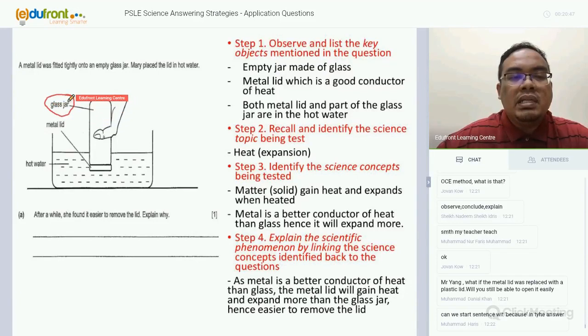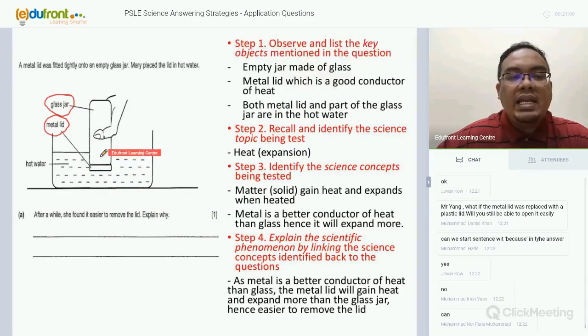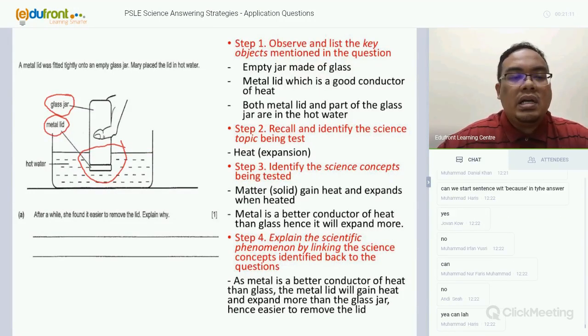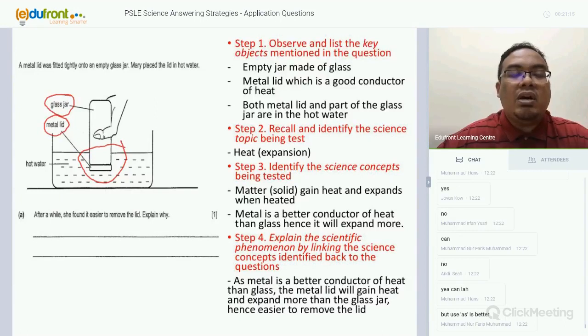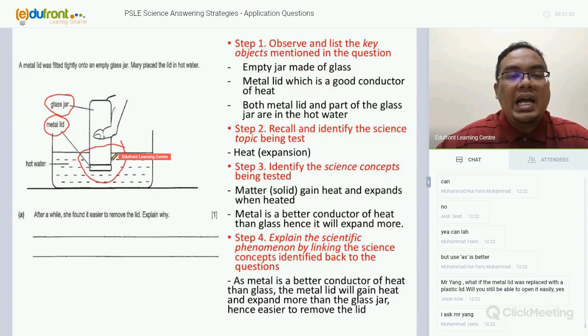So this empty jar is made of glass, and the lid is made of metal. Please observe that both the lid and the glass jar are in the hot water. You need to observe very carefully. Sometimes in another question, it could be that only the metal lid is in the hot water. However, in this particular question, you need to observe that both the glass jar and the metal lid are in the hot water.